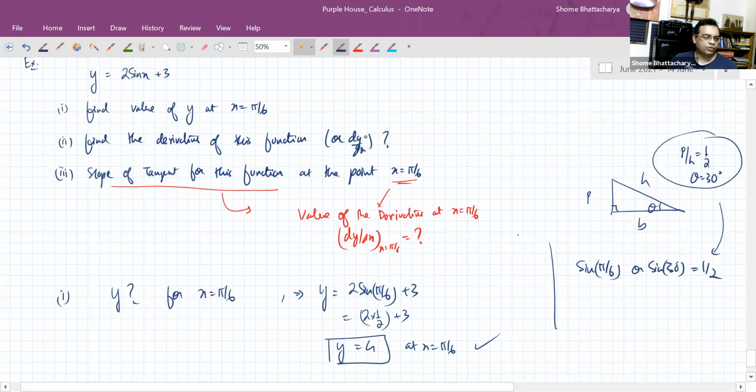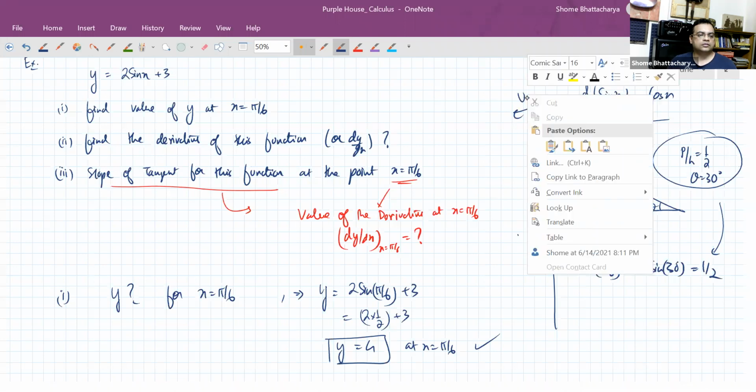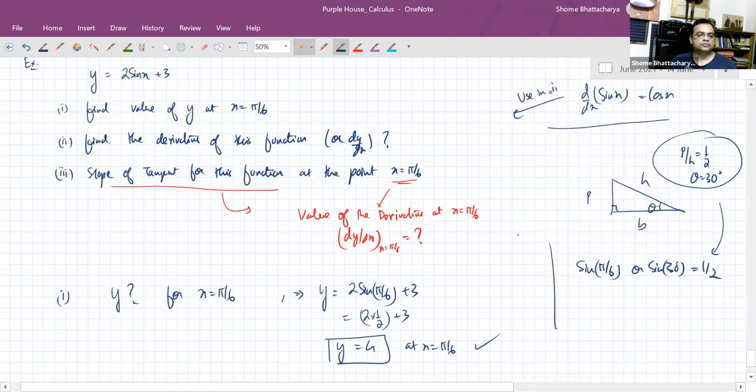Now the second part, where we'll use differentiation, and in that, which formula will we use? The formula we just saw, that differentiation of sine x, or derivative of sine x, is cos x. So this is what we'll use for the second part. This basic formula. Okay. And in the third part, once you've got the derivative, we'll just plug in the value of x as pi by 6 to find the slope of the tangent at that point pi by 6. Okay, so hope it is clear what I'm saying over here.